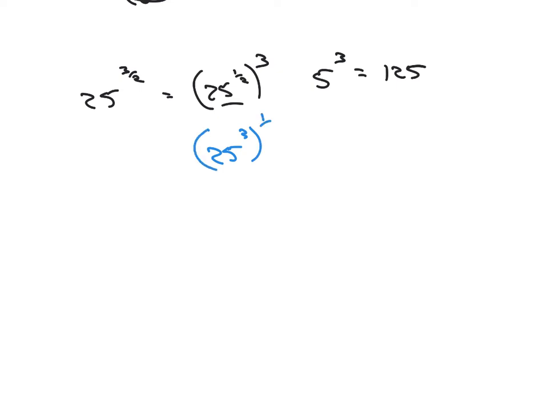So if I have 25 to the 3 halves, again, I'm going to put the square root inside the parenthesis, and then I'm going to cube it. So the square root of 25 is 5, and 5 cubed is 125. Okay, so again, I could have written this as 25 to the 3rd power, and then take the square root. But see how hard that is? I have to multiply 25 times 25 times 25, and then take the square root.